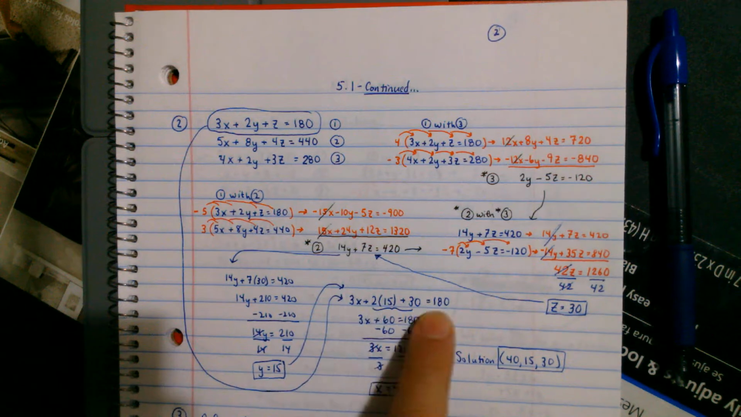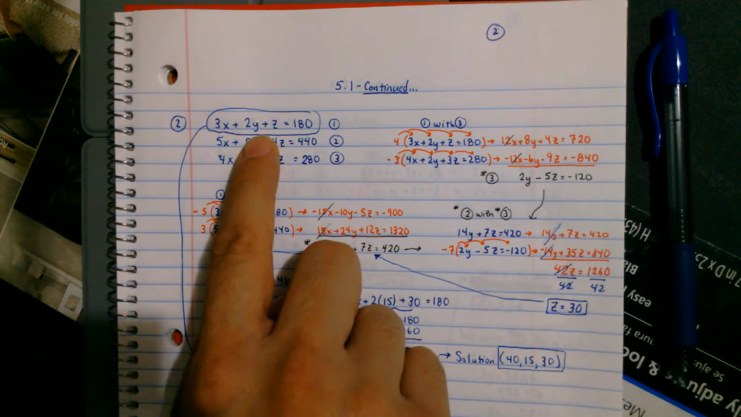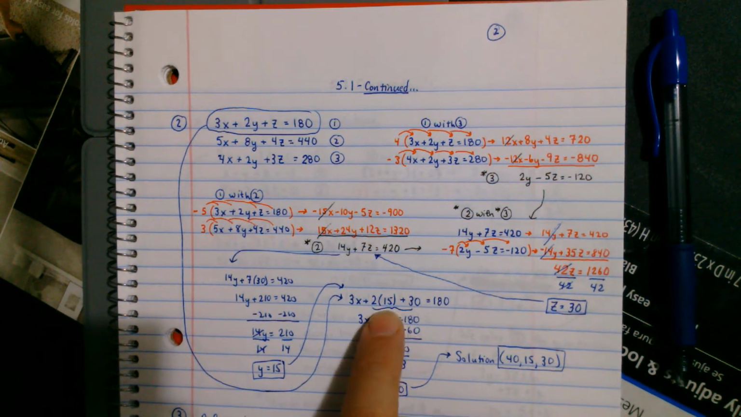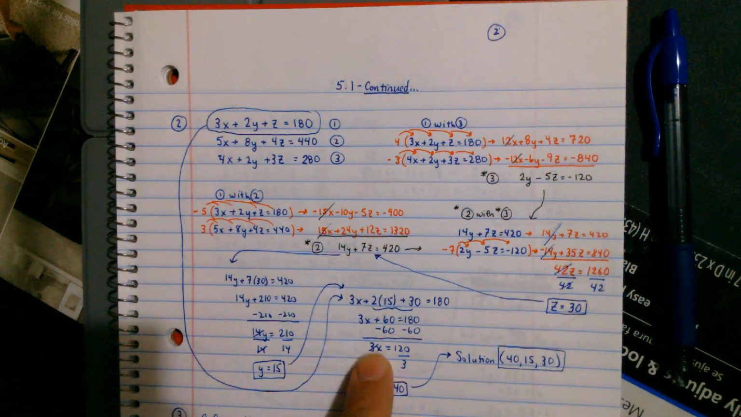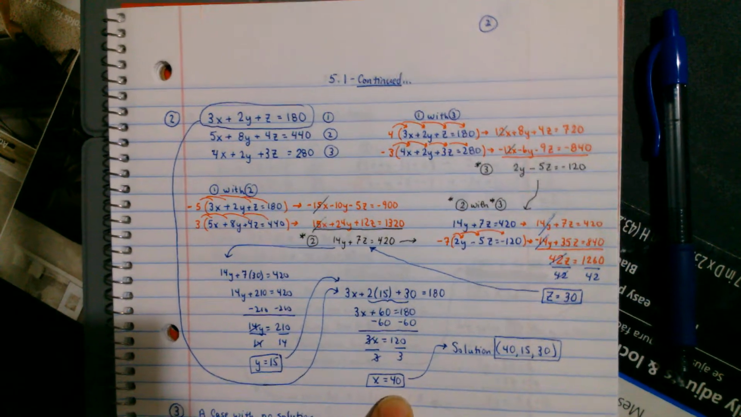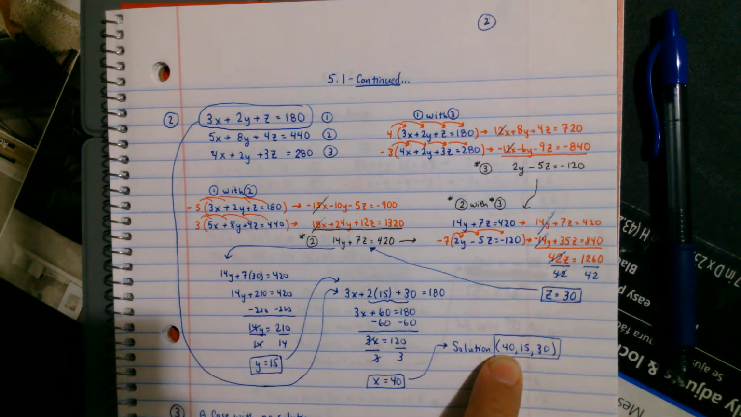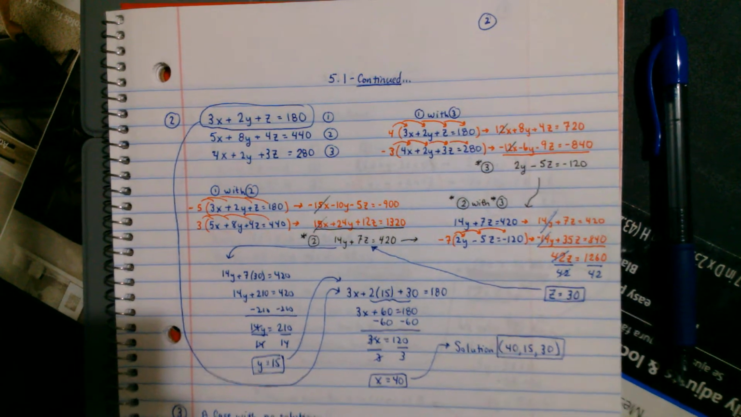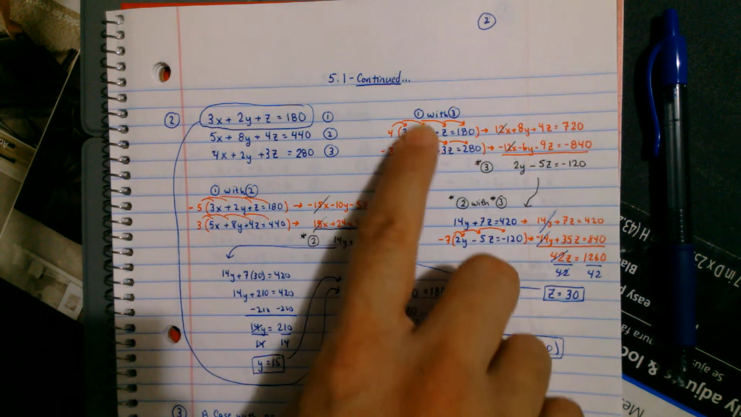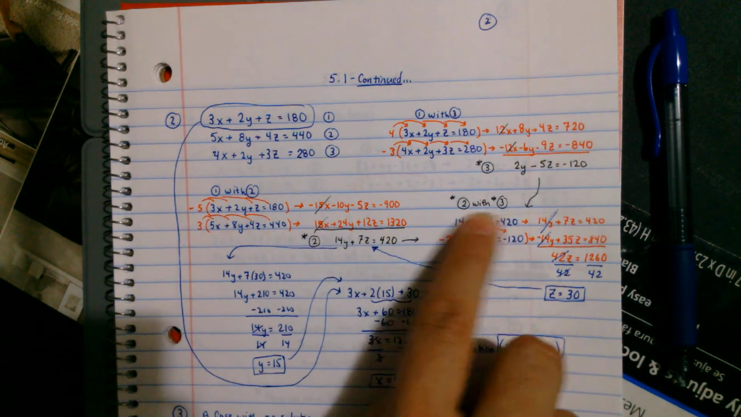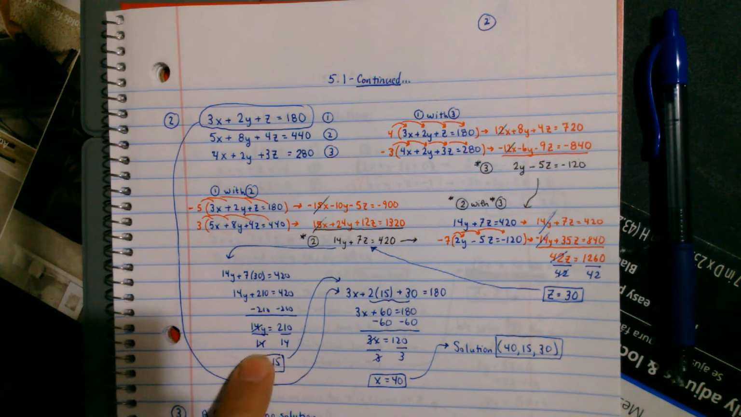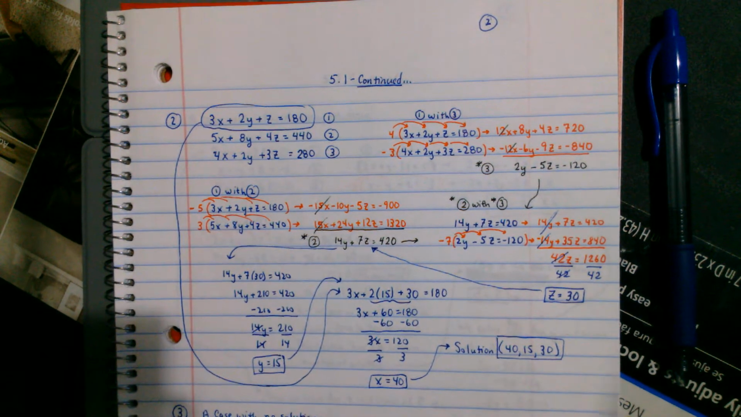Here is the work for that. Y is 15. Z is 30. 30 plus, again, 2 times 15 is 30. So 30 plus 30 is 60. Then move the 60 by subtraction, and then divide both sides by 3. So x is 40. So my answer is x first, then y, then z. And essentially, that's how you attack this problem. 1 with 2, 1 with 3, 2 with 3, 3 back to 2, 2 back to 1.